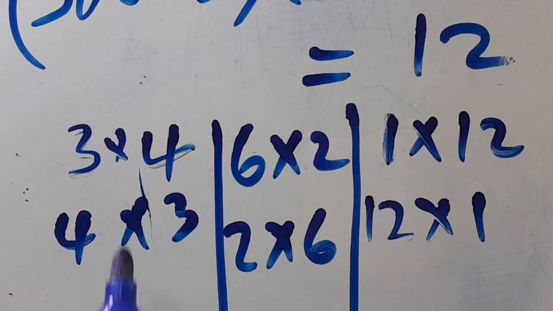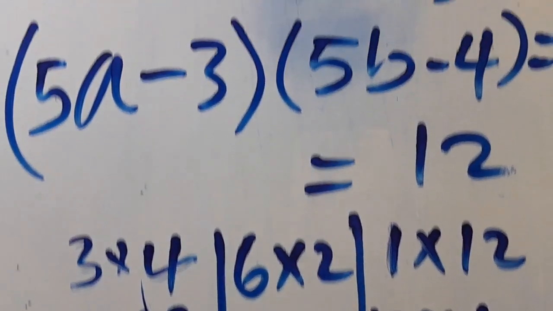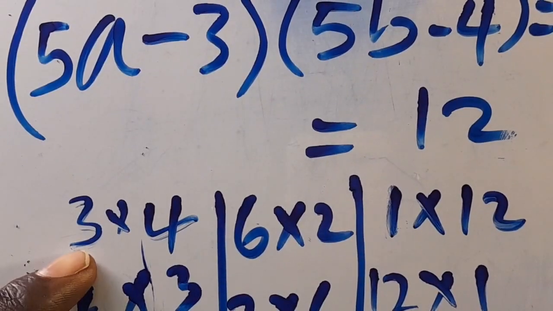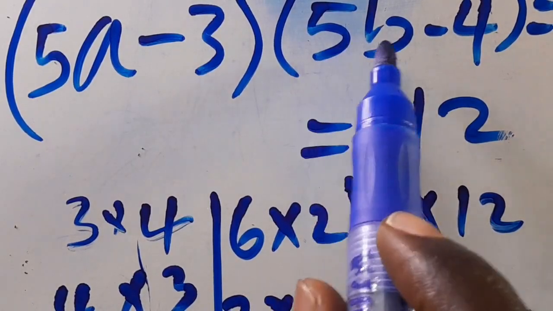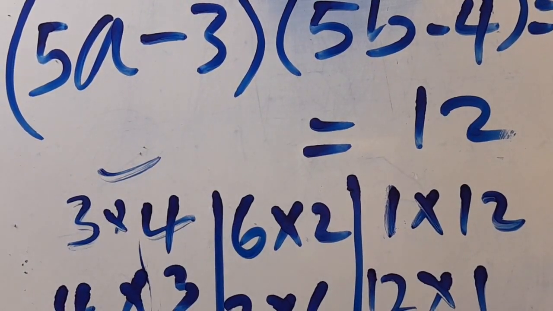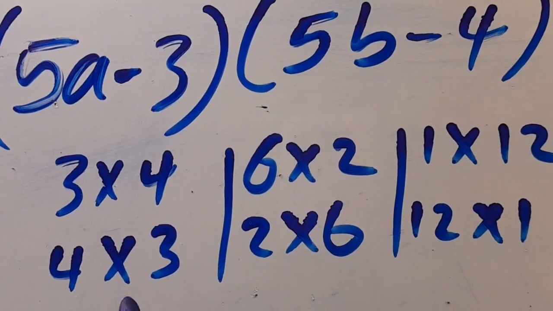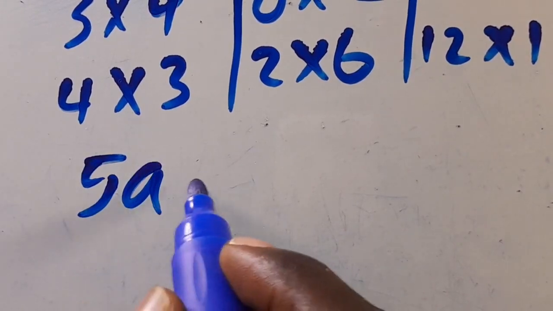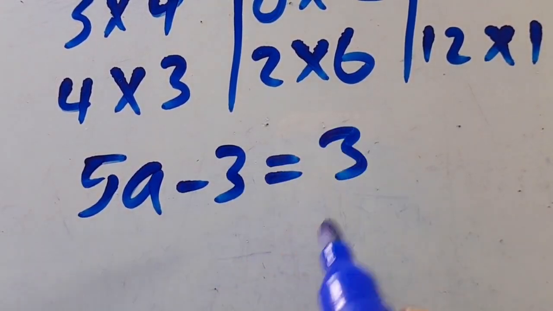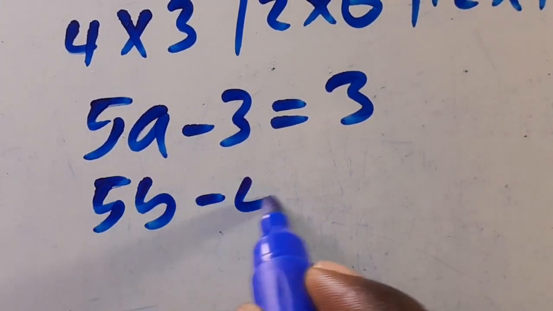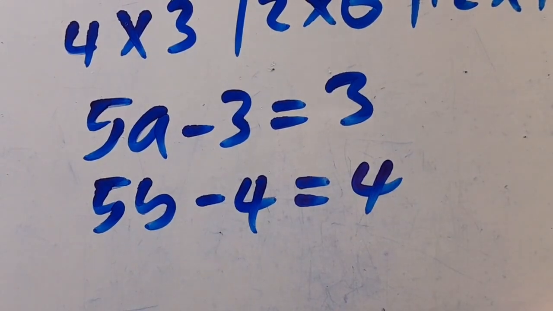This implies that when we go along with this, 5a minus 3 will be equal to 3, and 5b minus 4 will be equal to 4. That means we go along with this and see what will happen. So from here, let's consider this one. We have 5a minus 3 equals 3, and we have 5b minus 4 equals 4.